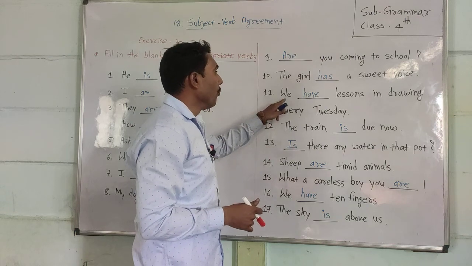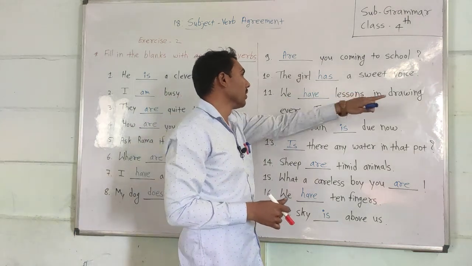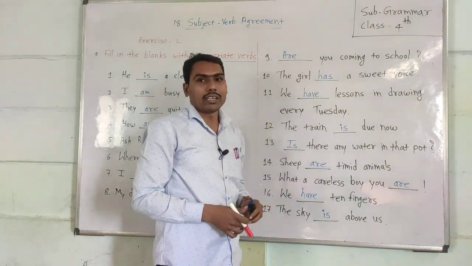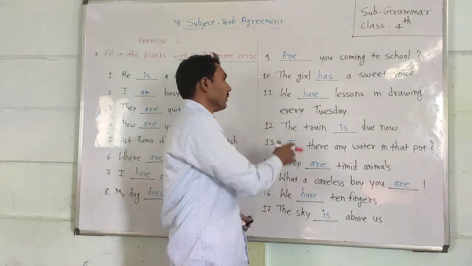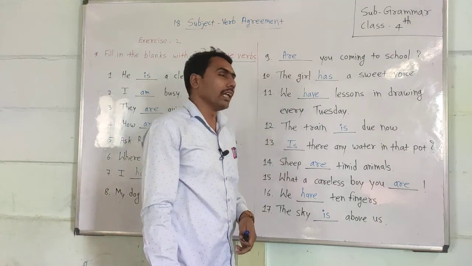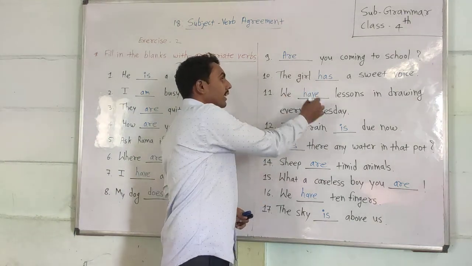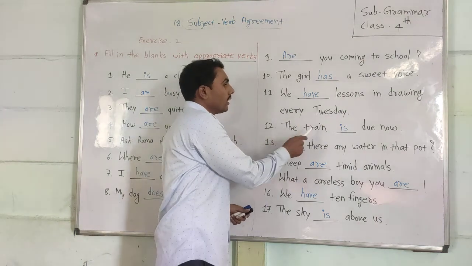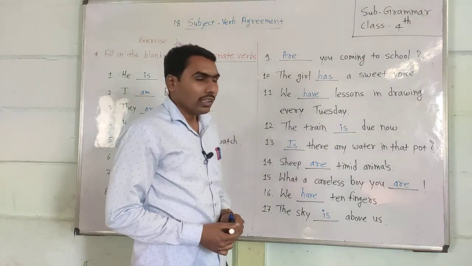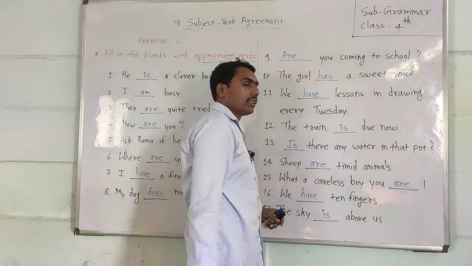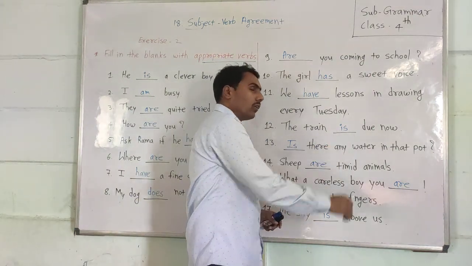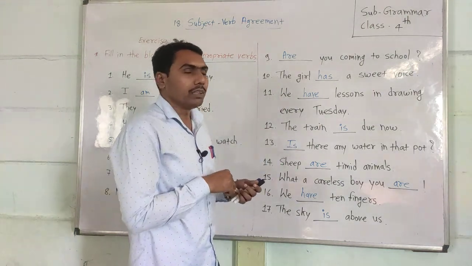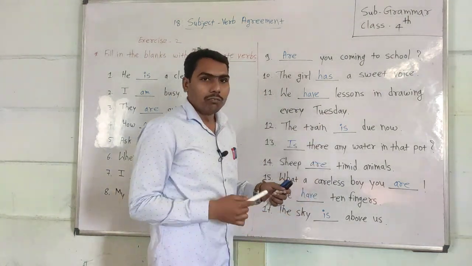Now next, we have lessons in drawing every Tuesday. बघा आमच्याकडे ट्युजडे ला ड्रॉइंगचं लेसन्स असतात. As per the plural subject we take here the plural verb form. Now next, the train is due now. As per the train, singular subject, here we use singular verb. Subject verb agreement: as per the subject, we take the verb form.